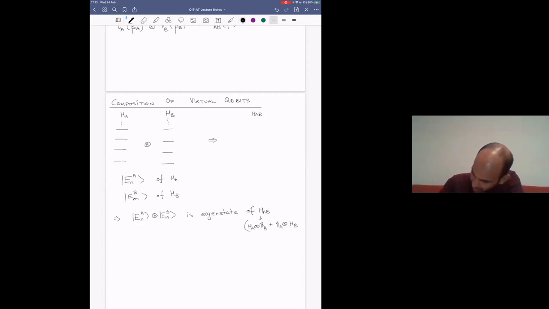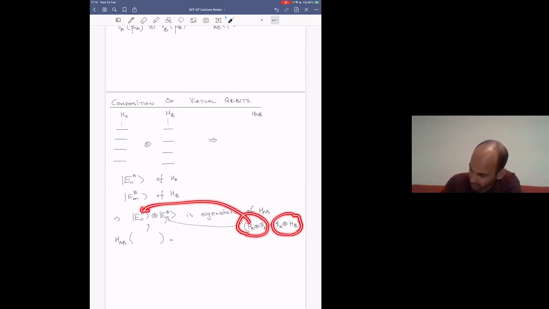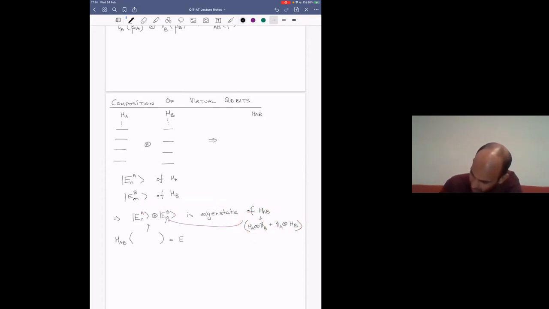And the way to prove it is very simple. Imagine that I act with this operator on this state. I will get that HAB acting on this state is equal to, when I act on it with the first element, that simply gives me the eigenvalue of A. When I act with the second element, that simply gives me the eigenvalue of B. So I'm going to get E_n^A plus E_m^B times the same state, En A tensor Em B, which proves that this is an eigenstate, because we have the eigenvalue equation: the operator acting on the state gives us a number times the state. And it also shows that the joint eigenvalues are just the pairwise sums of the individual eigenvalues.